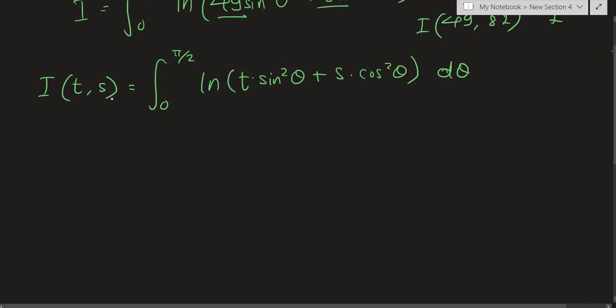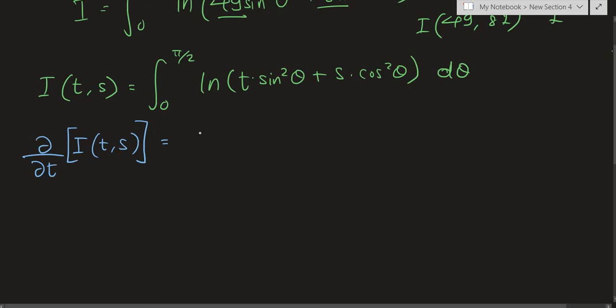But for this video, for our purposes, let's differentiate with respect to t, the first parameter. So when I differentiate with respect to t, I'll have to take a partial derivative with respect to t, because I is a function of two different parameters or two different variables. So we need to specify using this partial differentiation sign that indeed I of t comma s is a multivariable function.